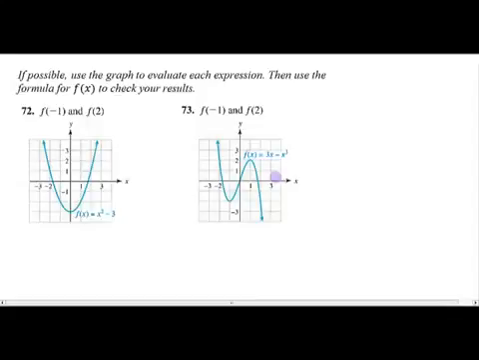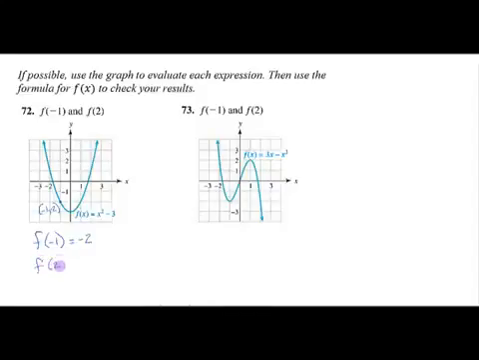If possible, use the graph to evaluate each expression. Then use the formula for f of x to check your results. So first, let's find f of -1. We find where x is -1 on the graph and follow down till we get onto the graph. That gives us a point -1, -2. So f of -1 is -2.